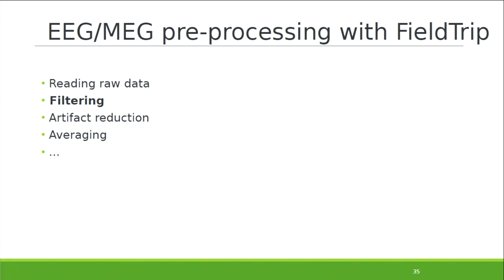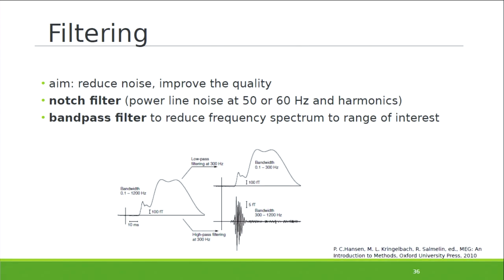Now, the next step is usually the filtering of the data. So the aim of this is, of course, to reduce the noise that you have and to improve the quality of the data. Two typical types of filters are the notch filter, which you can, for example, use to filter out the power line noise, which is usually at 50 or 60 Hertz and the corresponding harmonics. Or you can also use a bandpass filter, or a low pass and a high pass filter, to reduce the frequency spectrum to your range of interest.